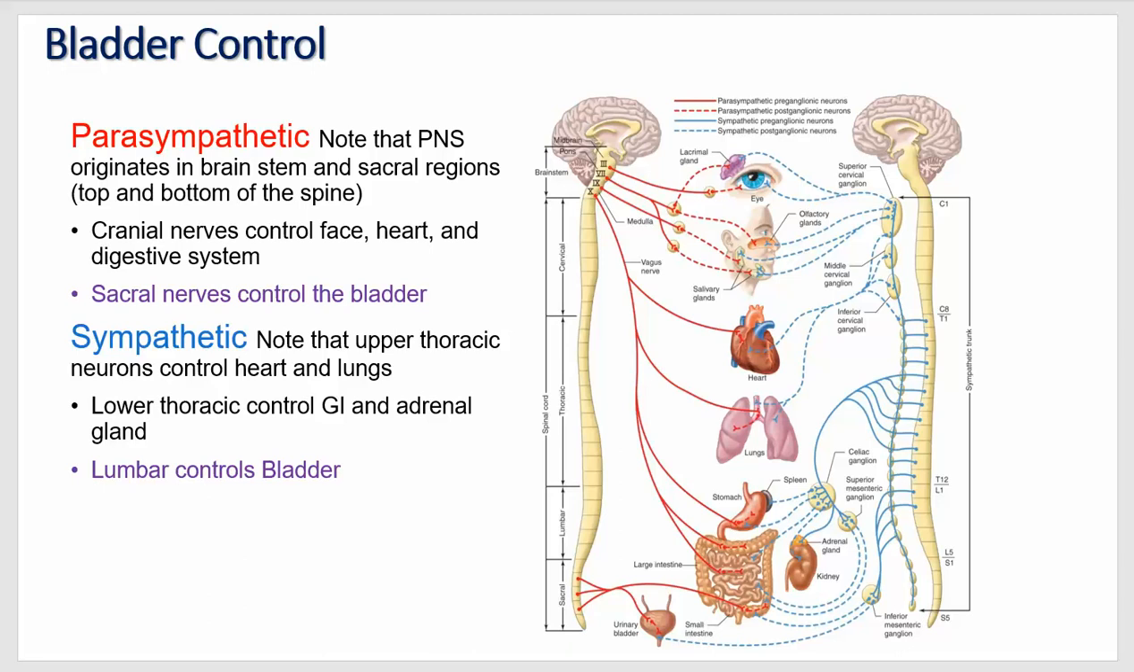Okay, so note that the parasympathetic nervous system originates at the brain stem and the bottom of the spine down here. So this is our parasympathetic. It's the one that doesn't have the chain, so it's not in the middle, it's just at the top and the bottom. And down at the bottom in the sacrum, you have control over defecation and urination. So we're going to talk about urination. These sacral nerves control the bladder, and because it is parasympathetic, it's going to cause you to urinate.